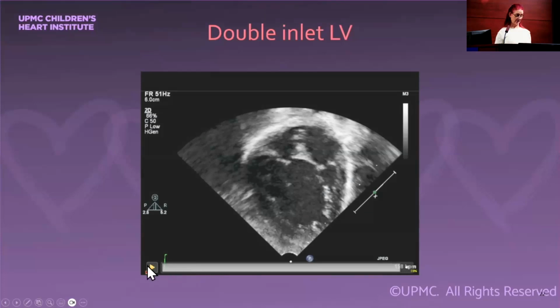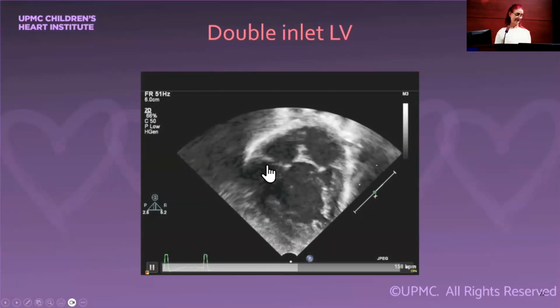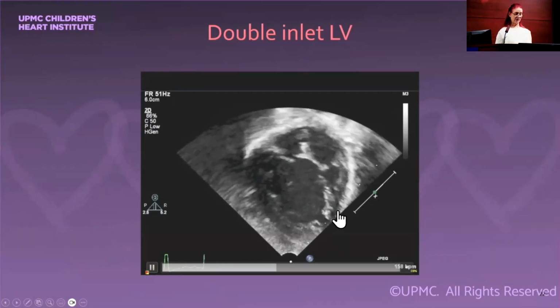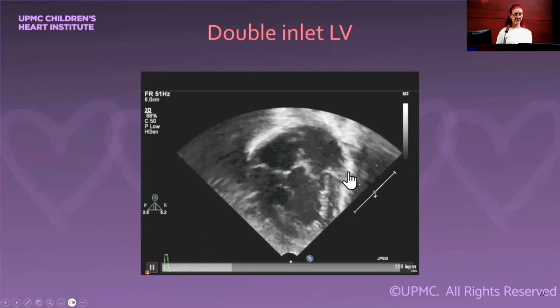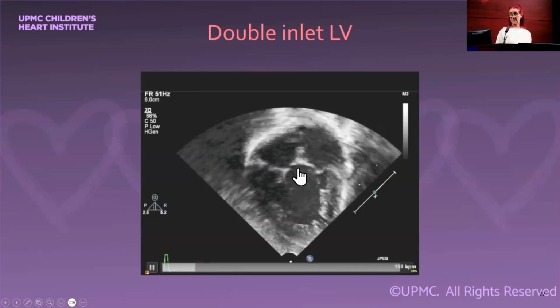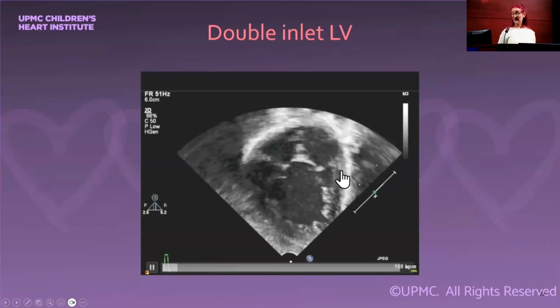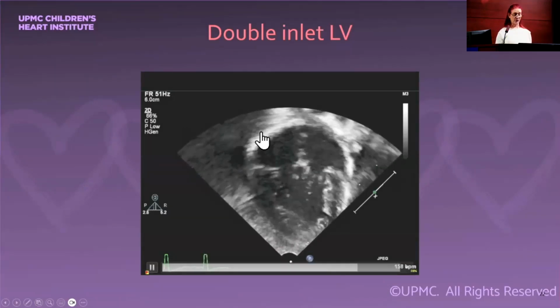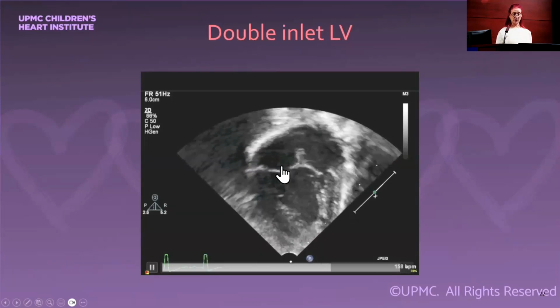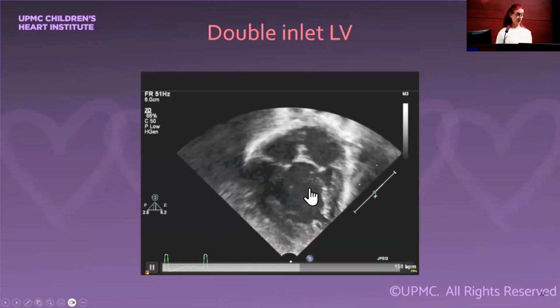Moving on to another type of double inlet left ventricle. Again, in this view, they look fairly similar. I neglected to mention both examples that I'm showing have two good-sized AV valves. This is the one exception to the rule where you don't necessarily need an ASD as long as neither of the AV valves are obstructed, because both systemic venous return will go to the LV and pulmonary venous return will go to the LV.